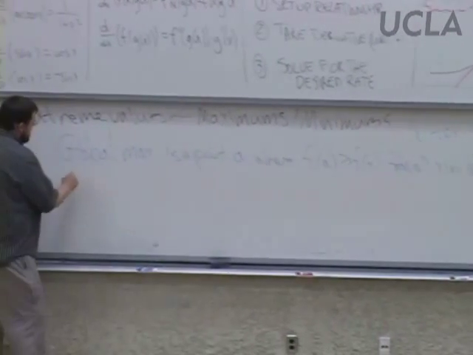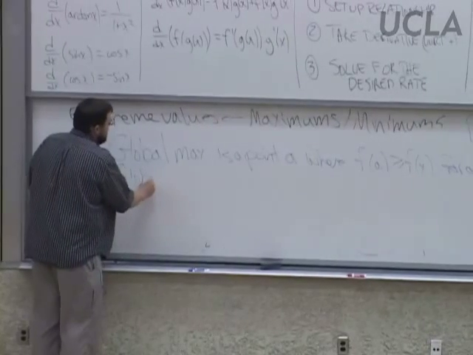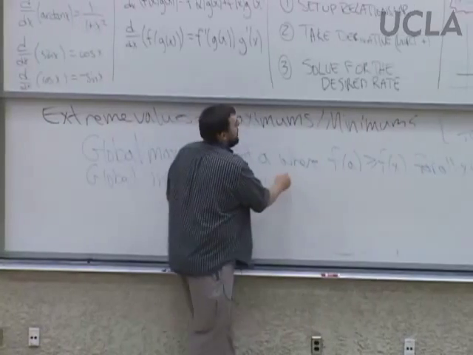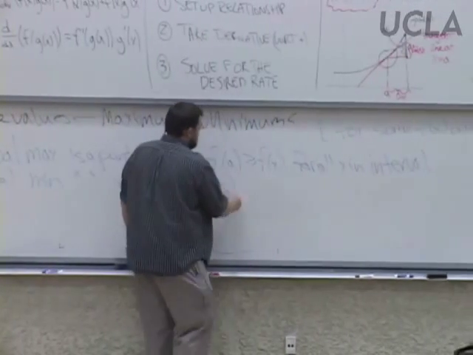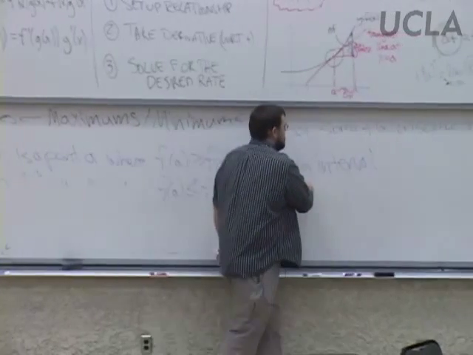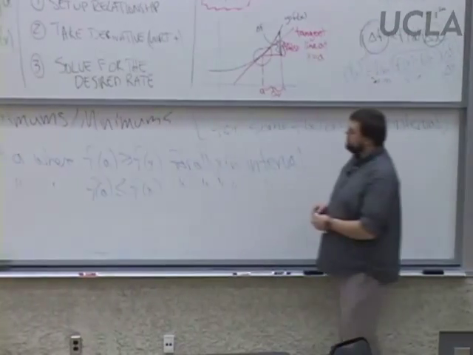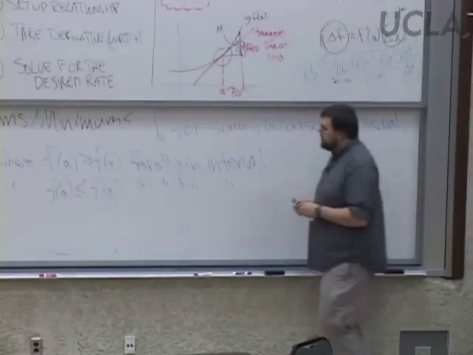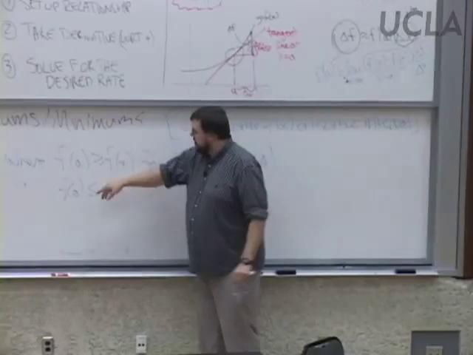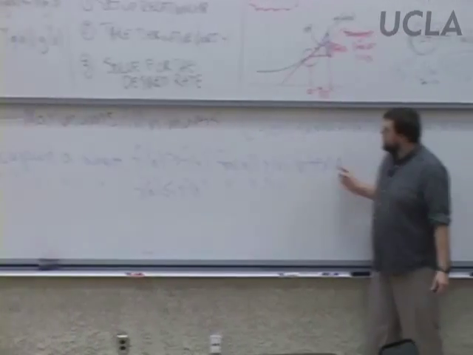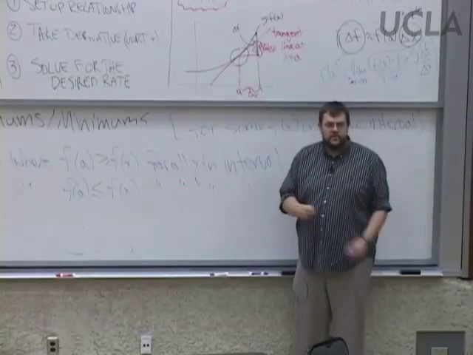Well, there's also a global min, which is a point A where f of A is less than or equal to f of x for all x in the interval. Same idea. What does it mean to be a minimum? It means you're less than or equal to anything else. And because it's global, it means it's anything else that we could consider for our function. So for all x that we're considering.